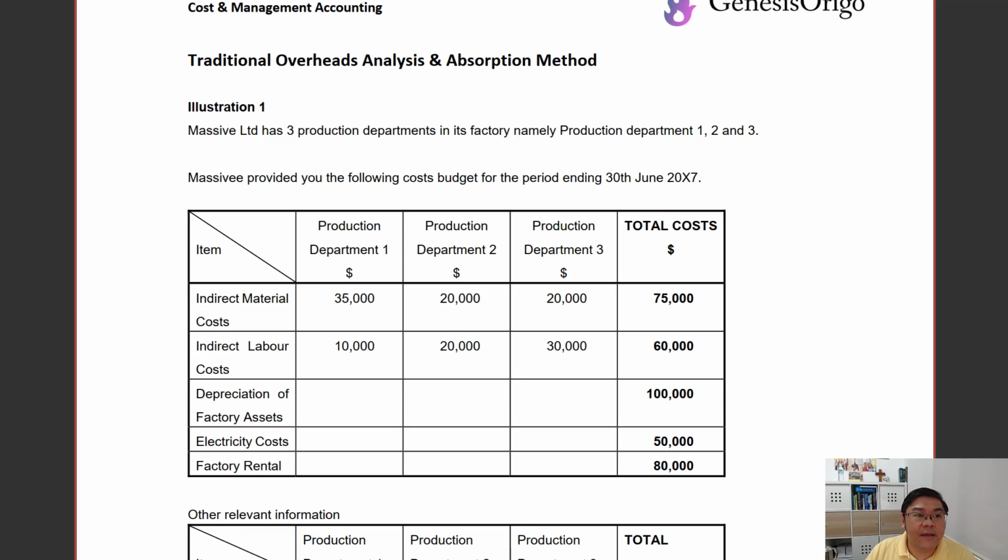Now, overheads, like what we said just now, are the indirect production costs. These are costs that don't directly relate to a product, but we need to find a way to allocate the cost to the product, so that by doing that we will be able to determine how much cost that product is going to be, and with the costing we will be able to determine what price you want to sell at and so on.